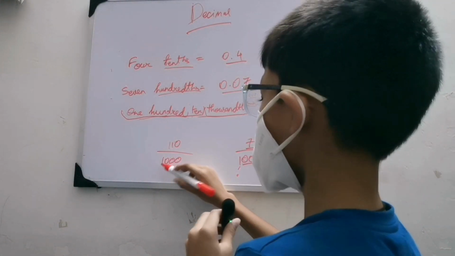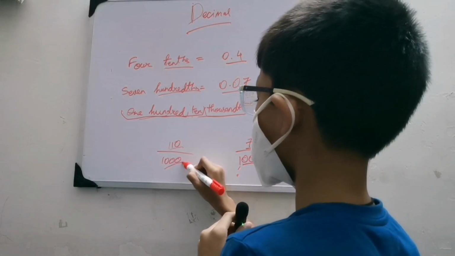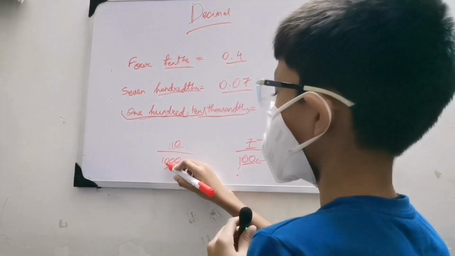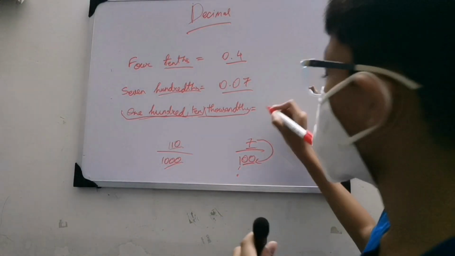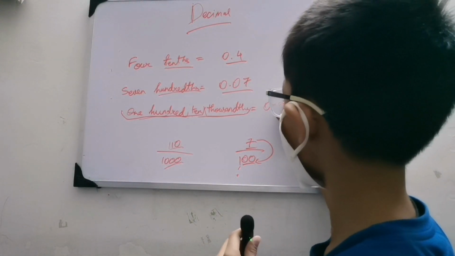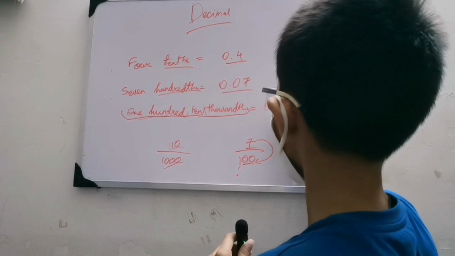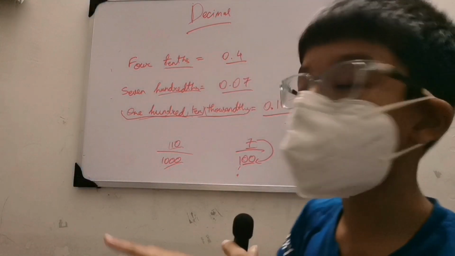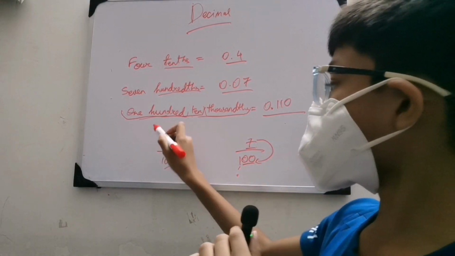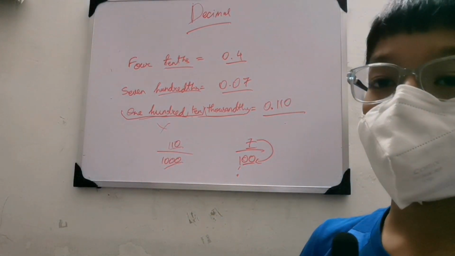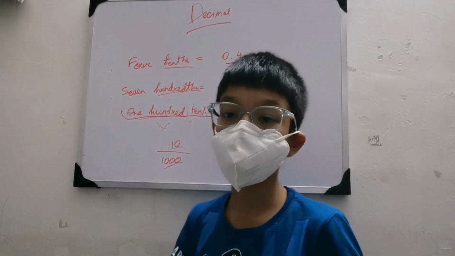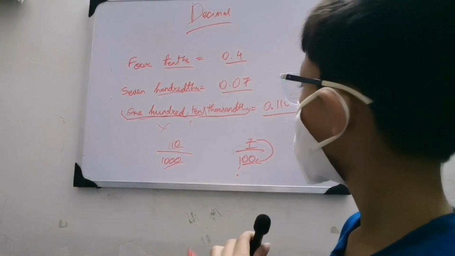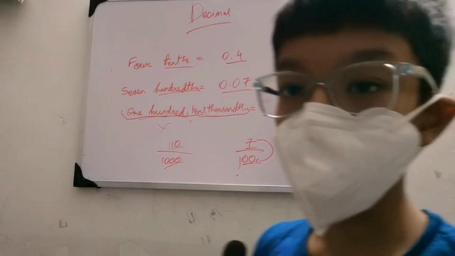So the 1 becomes the decimal. There are 3 digits, 3 places, so they will occupy every single zero. So our answer will be 0.110. This is our answer. It was my mistake. I'm really sorry for that. I hope you guys understand this. This is actually a tricky question, so I hope you guys understand this. Whatever. I hope this is clear to you guys. Now let's move on to the next question.